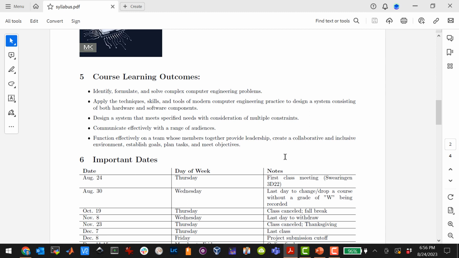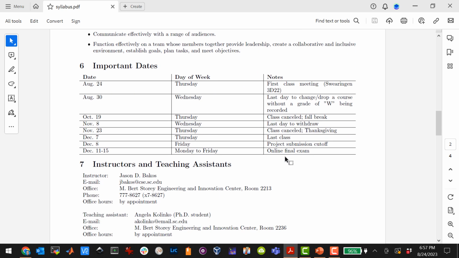Section 5 is the course learning outcomes. So the objective in this class is, this class is supposed to serve as the culminating design experience for the computer engineering program. So you're supposed to put everything that you learned in our courses to work and build a computer system in this course. That's the idea. But I'll also be spending about half the time lecturing and covering new material too. But this is supposed to be a hands-on design experience.